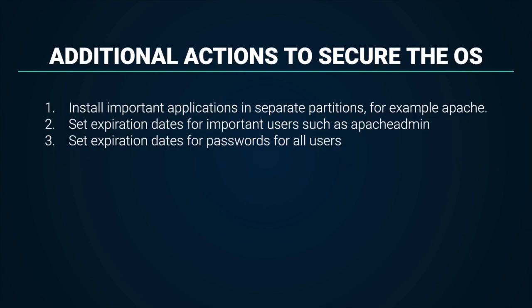After this, what are some additional actions to secure the OS? First, install important applications in separate partitions, for example, Apache. Set the expiration date for important users such as the Apache admin, and set expiration date for passwords, in which we determine that the minimum is 100 days and the maximum is 500 days. After this, a new set of passwords must be required.